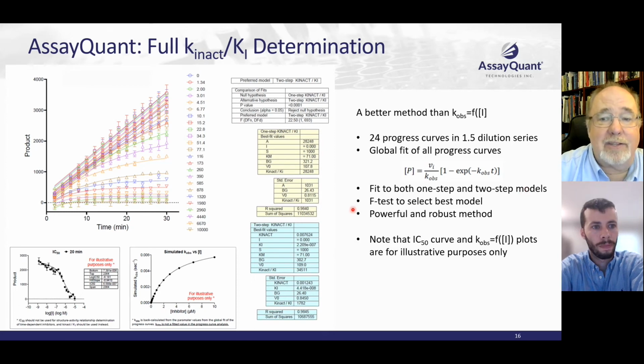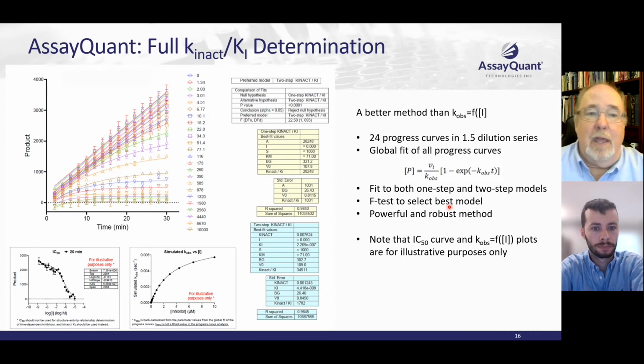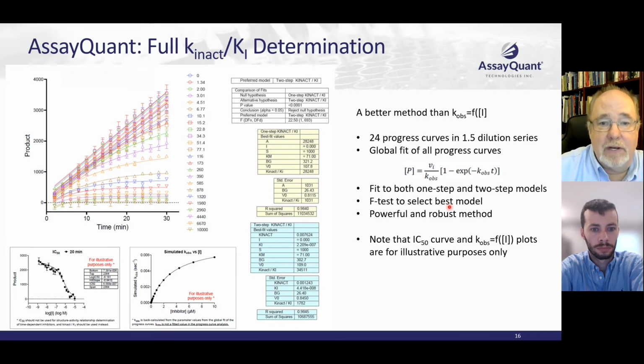And then we do a statistical test, an F test between these two models to say which one best describes the data. And this has proven to be the most powerful and the most robust method of extracting the most information we can using our continuous assay format.